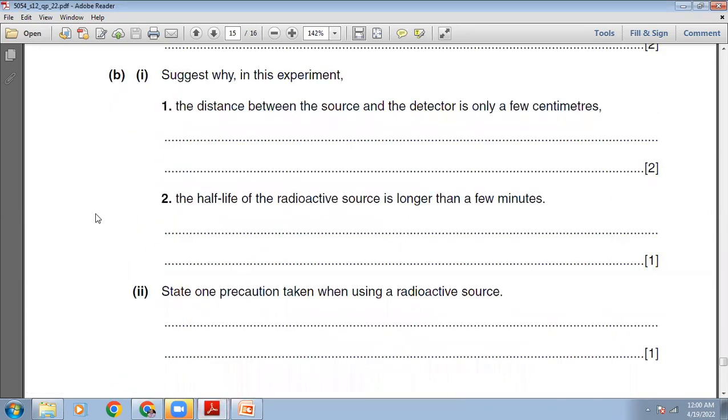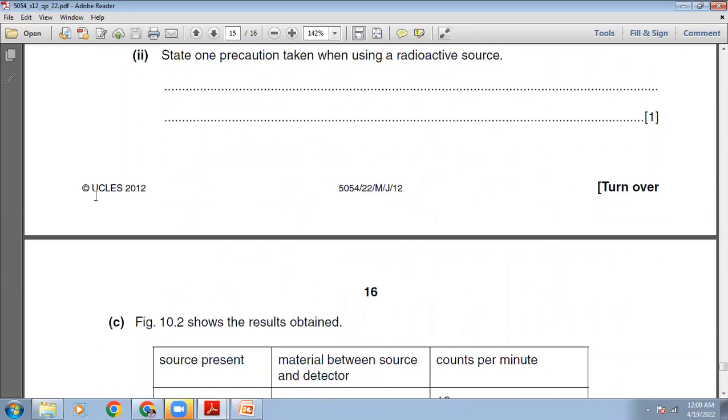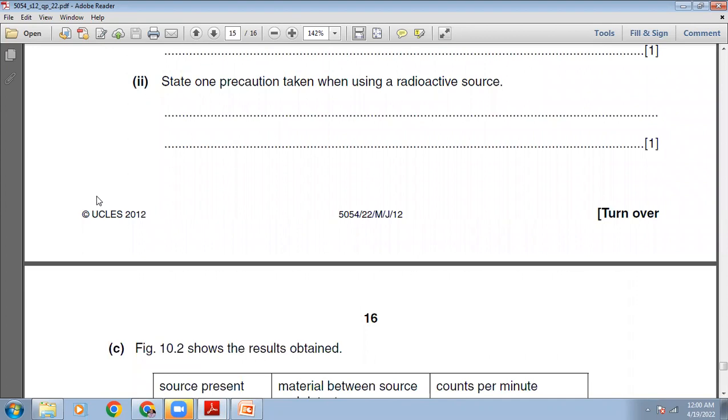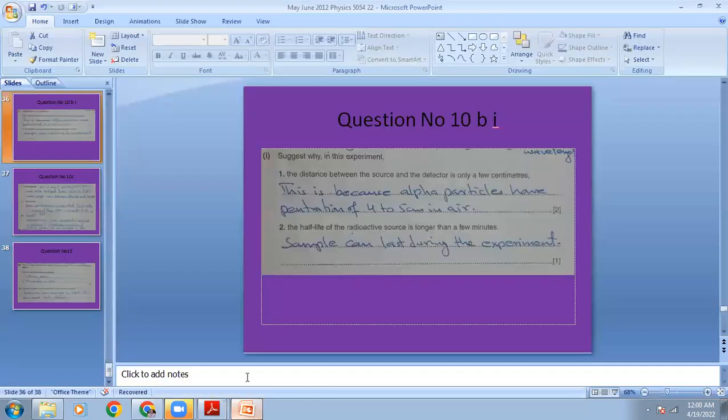Okay. He says, state one precaution taken when using a radioactive source. Whenever you use a radioactive source, always work from a distance, keep your distance from the radioactive source. Always use forceps and tongs to handle the radioactive source, and always wear lead-lined suits. So we only have to write one precaution here.